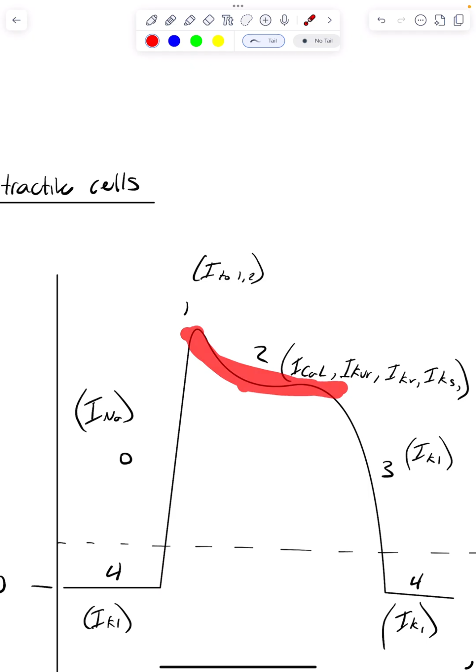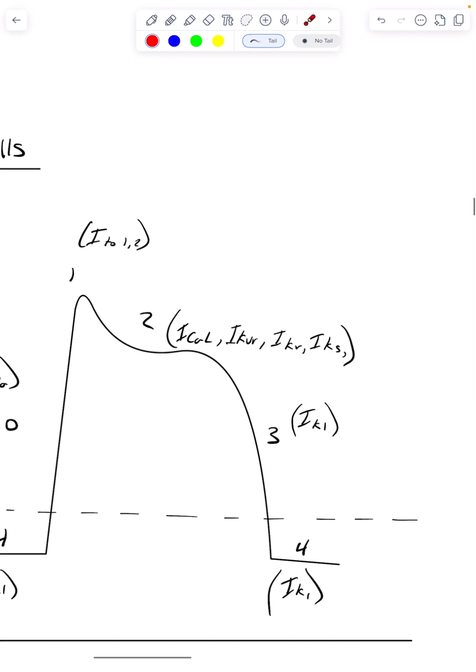And this plateau is there so that we can give the muscles time to contract. That's what we want. The contraction starts at the apex, twists up, and sends blood out. So these all open. The IKur is ultra rapid. The IKr is just potassium rapid. The IKs is slow. Slow is the S denotation, and so it's slow to close.